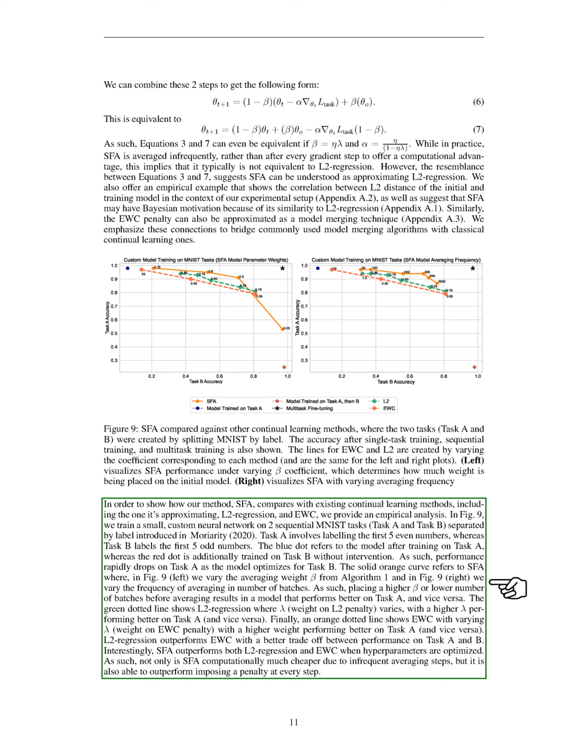In our results, we vary the averaging weight and the frequency of averaging in SFA, finding that higher weights or fewer batches before averaging improve performance on task A. We also analyze L2 regression and EWC under different penalty weights, noting that L2 regression generally performs better than EWC. Interestingly, SFA outperforms both L2 regression and EWC when we optimize the hyperparameters. Thus, SFA not only proves to be computationally more efficient due to less frequent averaging but also achieves better performance without applying a penalty at every step.